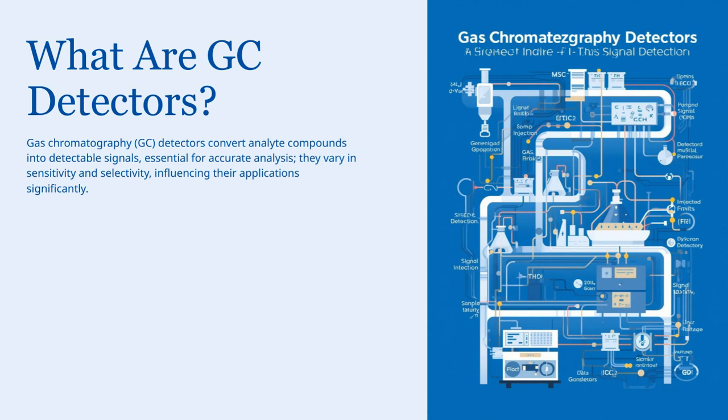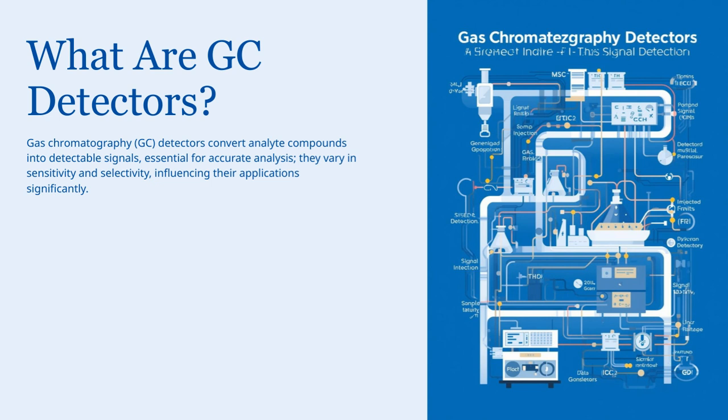What's really important to understand is that these detectors are not all the same. They differ in sensitivity and selectivity. Sensitivity refers to how well a detector can pick up even tiny amounts of a compound, while selectivity is about how well it can distinguish between different compounds. These differences directly impact the applications we choose for a particular analysis. As we move forward, keep in mind that selecting the right detector is key to obtaining accurate and meaningful results in gas chromatography.